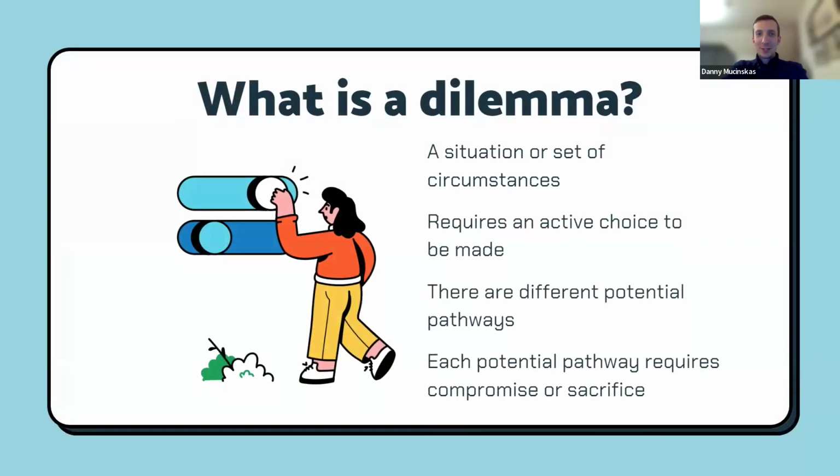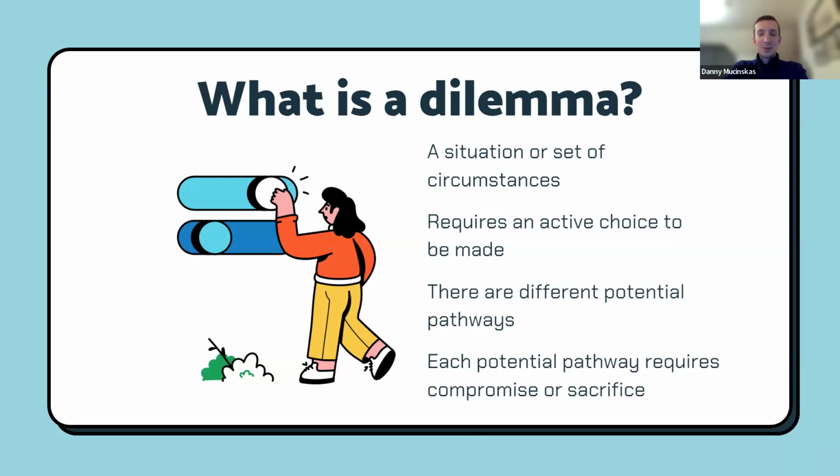First, a simple definition. What is a dilemma? So what do we mean when we hear this word or use this word? A dilemma is a situation or set of circumstances that requires an active choice to be made. So somebody faces a particular situation and they must make a choice. However, in making that choice, there are different potential pathways. So there are different options that someone is weighing.